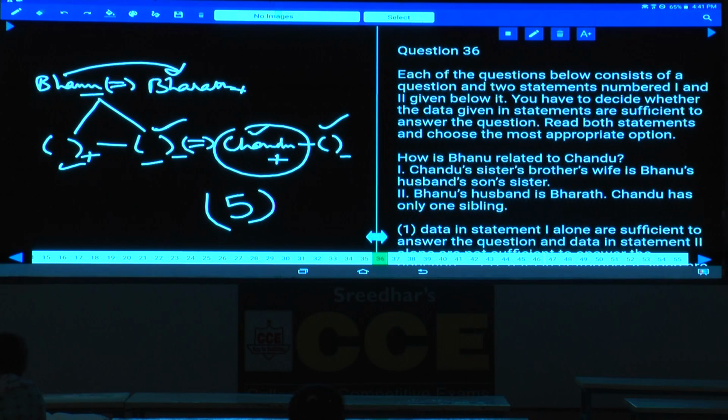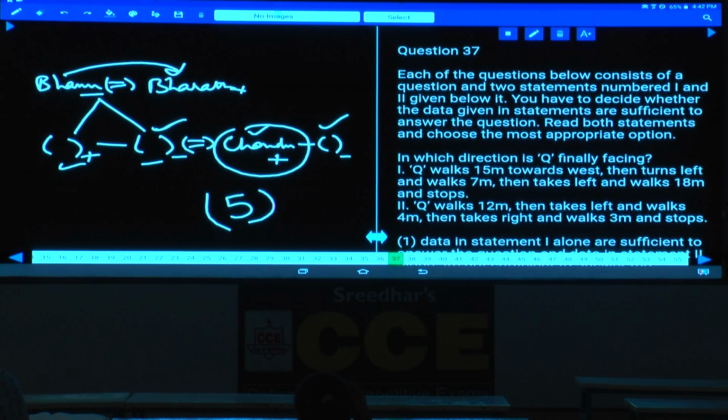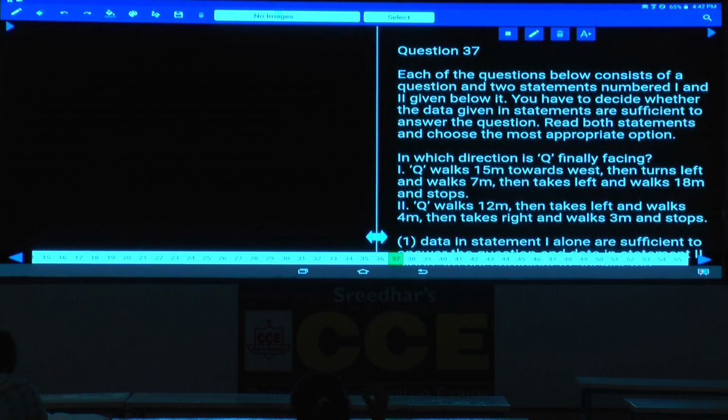Then question number 37. In this question, in which direction is Q finally facing? Now we need to find out in which direction Q is facing. Condition number 1: Q walks 15 meters west. Let us take this as the initial point of Q. From here he first travels 15 meters towards west. Then turns left and walks 7 meters.